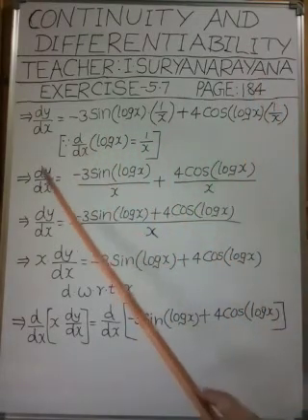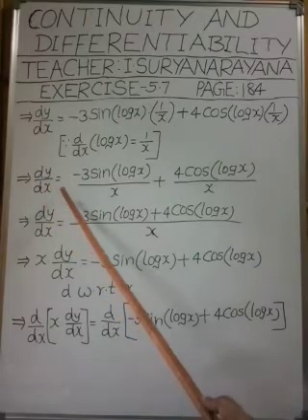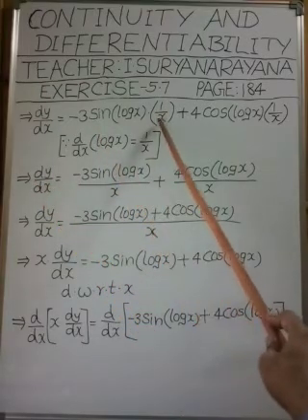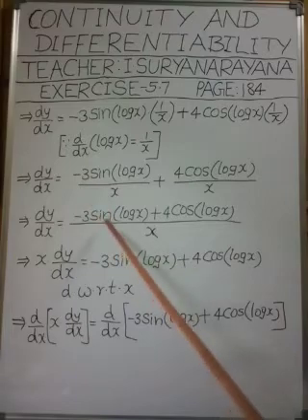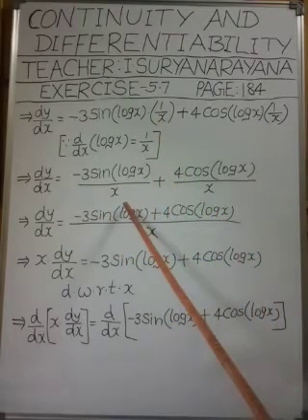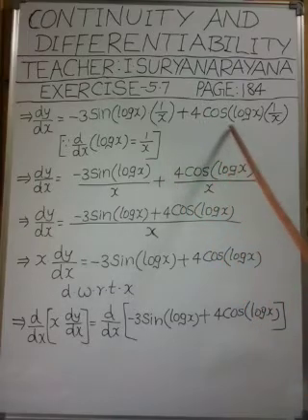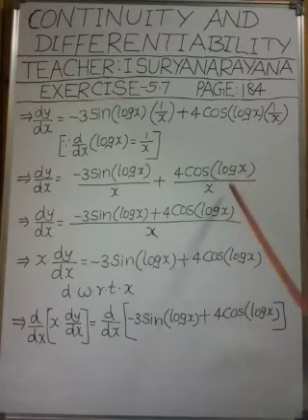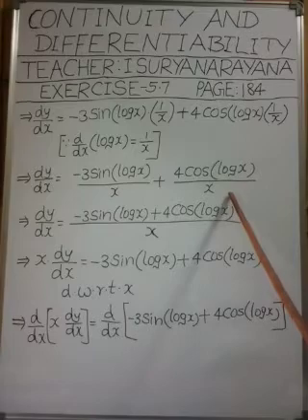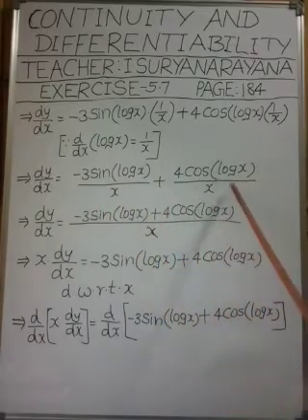Right. This implies dy by dx is equal to, by simplifying the first term, what will you get? Minus 3 sin of log x by x. And by simplifying the second term, what will you get? Plus 4 cos of log x by x. Understood this second term, my dear children? Understood this step, my dear children?